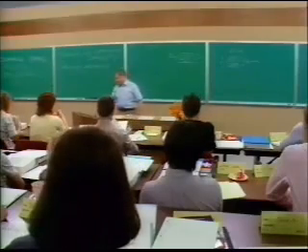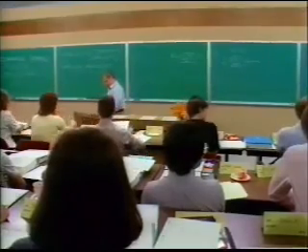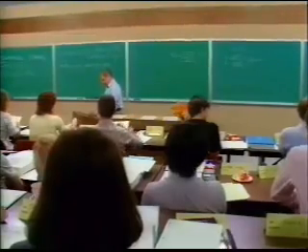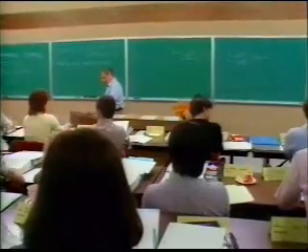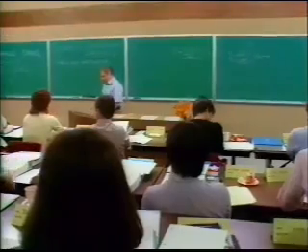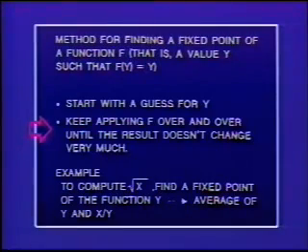See, a fixed point of a function is a value, a fixed point of a function f is a value y such that f of y equals y. And the way I might do that is start with a guess, and then if I want something that doesn't change when I keep applying f, I'll keep applying f over and over until that result doesn't change very much. Right, so there's a general strategy.